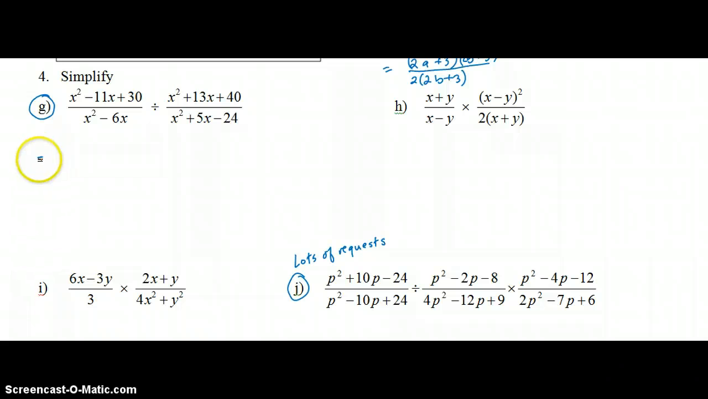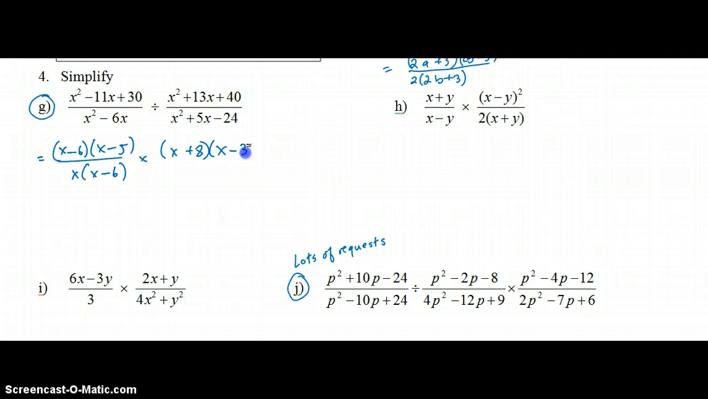Letter G. Okay, blast through this one. Get the factoring out of the way. x plus 8, x minus 3. Again, that's the bottom of the fraction moving up to the top, and the other one has the top of the fraction moving to the bottom.